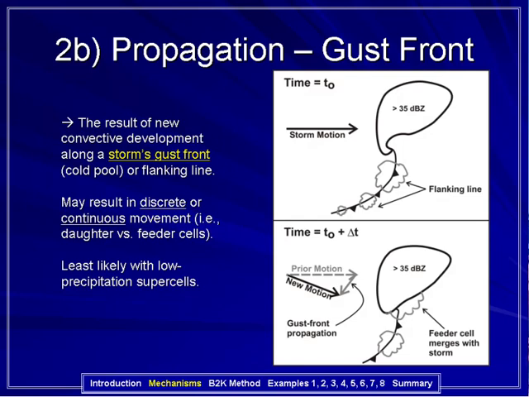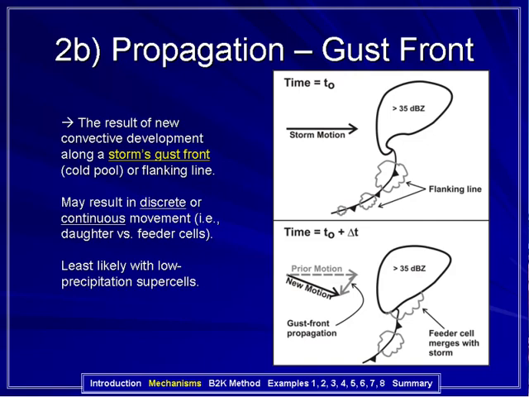A second form of propagation is that due to a storm's gust front. And it's important to note that this is something that is internal to the storm or created by the storm. We're not talking about external boundaries here.